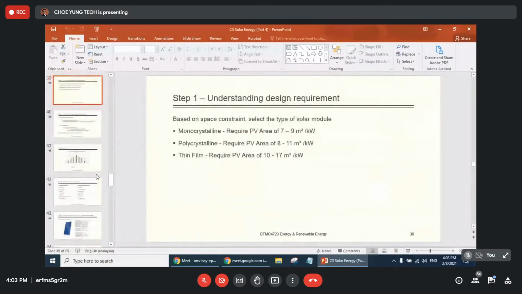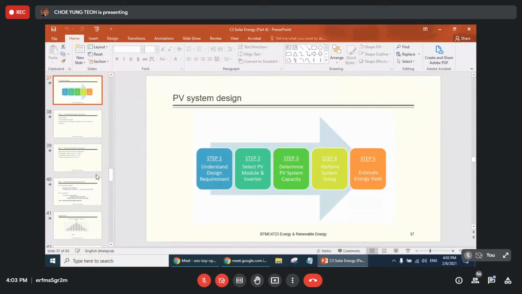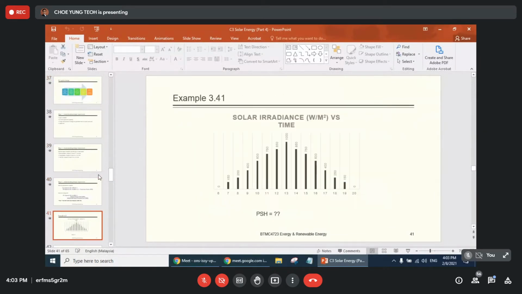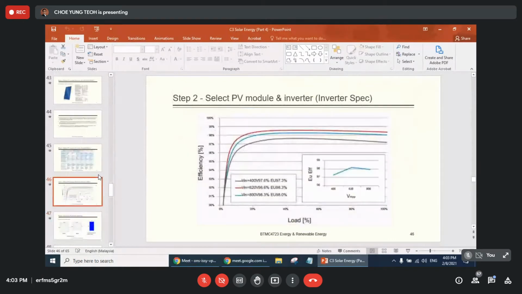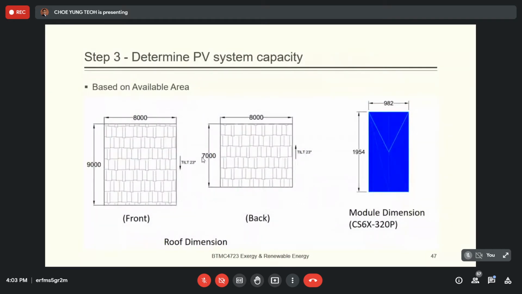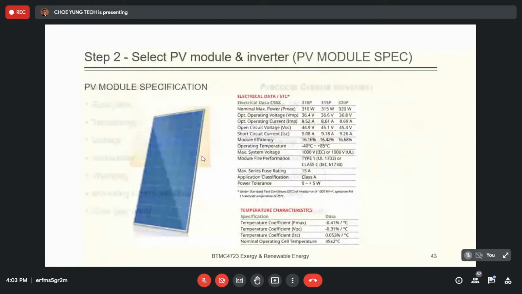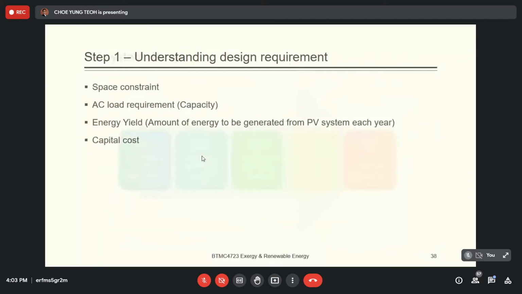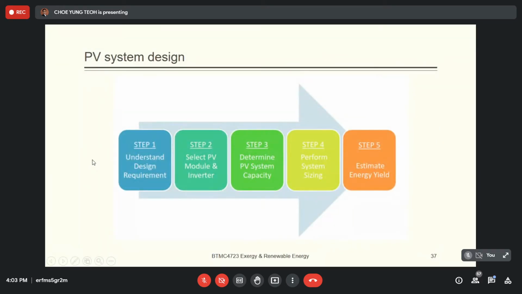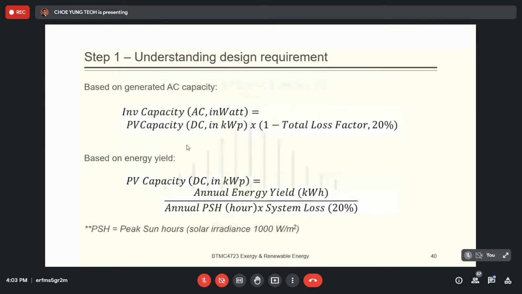Okay, I think we are in this part, PV system design. I have explained to you step one and step two. Now we should be in step three, so let's continue. First, a quick refresher. Step one is understanding the design requirement. Step two is to select the appropriate PV module and also the inverter. And step three is to determine the PV system capacity. Now we are in step three, so let's go ahead.